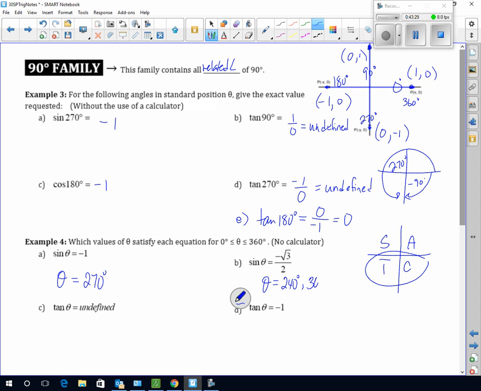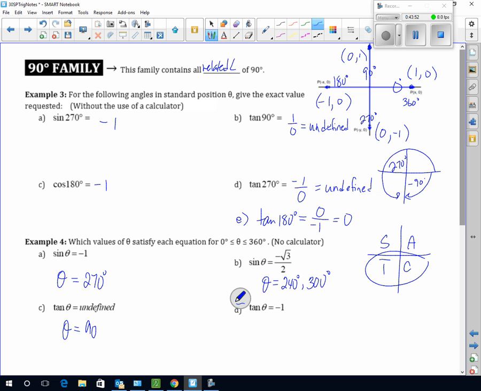Okay. Uh-oh. Where is tan theta undefined? The only way tan is undefined is if I do that bad thing in math, which is divide by 0. So look back up here. Where am I dividing by 0? 90 and 270. So theta equals 90 and 270 degrees.